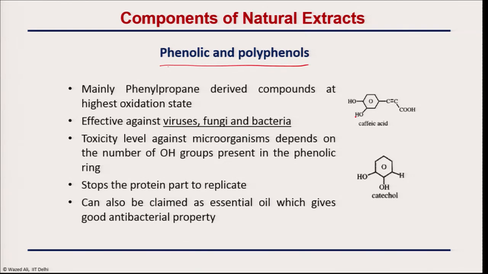So, it basically interacts with the bacterial cell surface and stops the protein part from replicating and stops further growth of the bacteria. So, these kinds of biomolecules, as I talked about, phenolic and polyphenolic material, can be very useful for making antibacterial textiles. So, we need to find out what waste materials contain this kind of polyphenolic material which can really be used for textile value addition.